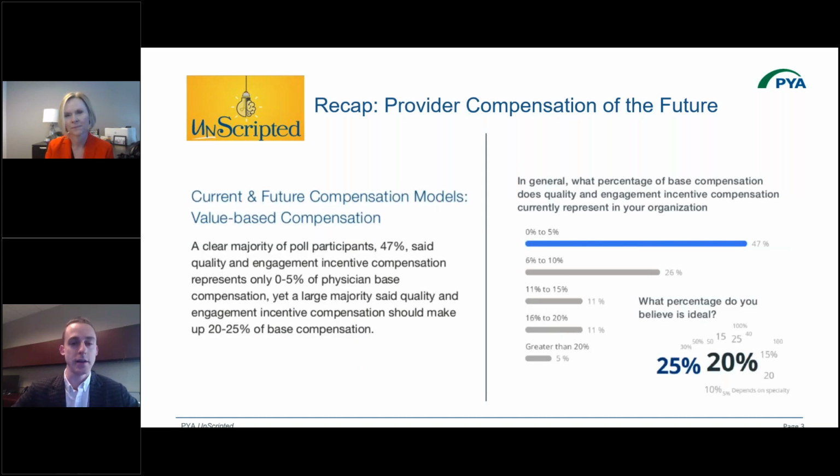The two pictures here both relate to the same question that we asked last time, and we'll get into some similar questions here in a little bit. We asked about the percentage of base compensation at risk for quality and engagement incentives, and you'll see about half, that blue bar, said 0 to 5%. In the bottom right, you see another little word cloud. Participants said that the ideal percentage in their mind was about 20 to 25%. So you start to see a little bit of a gap between what we're going to call the current state and maybe the ideal or future state, and we're going to talk about that a little bit today as well.